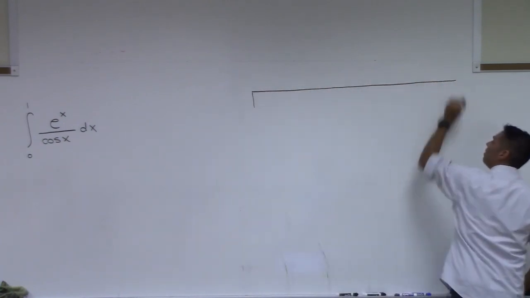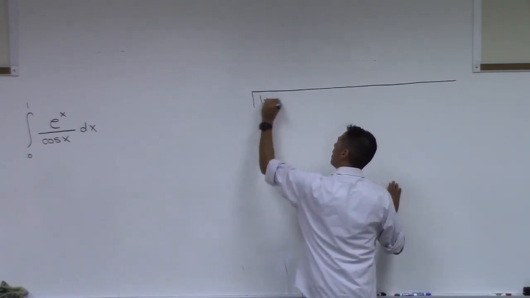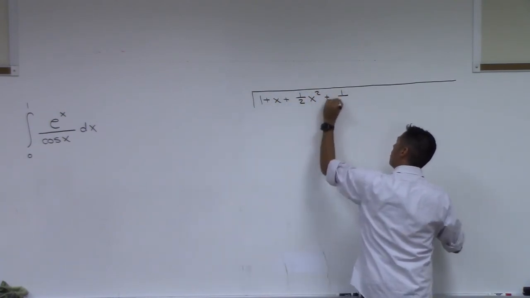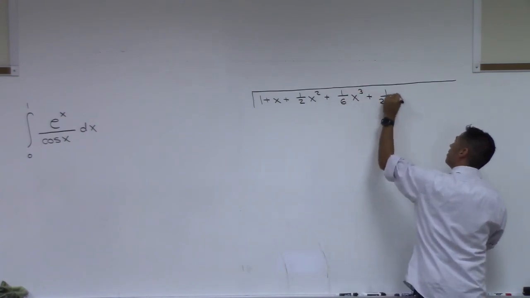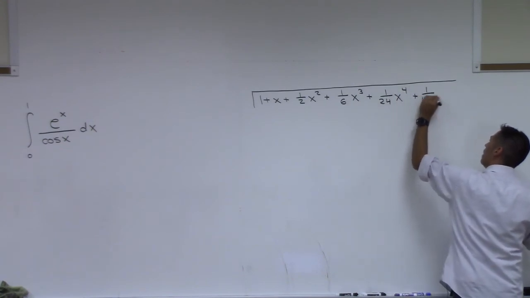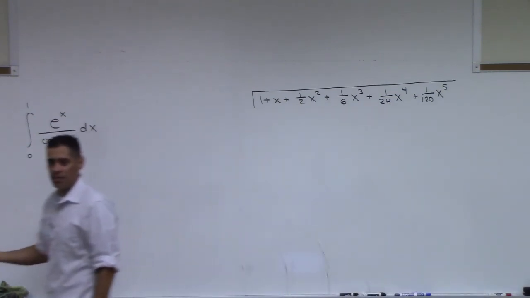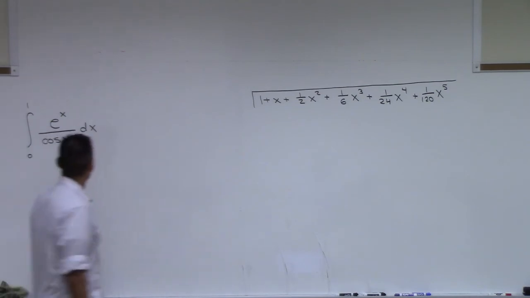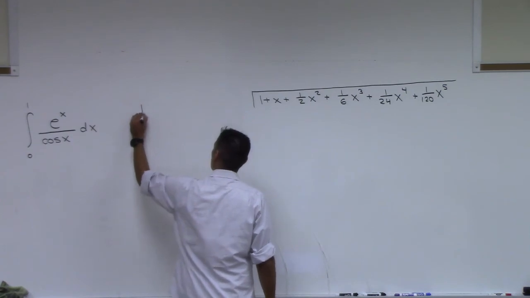What goes inside the division box? E to the x, which is 1 plus x plus 1 over 2x squared plus 1 over 6x cubed plus 1 over 24x to the 4th. We'll go one more, plus 1 over 120x to the 5th. That's our power series written out. I've converted our factorials into the numbers, right? And we're dividing that on the outside by the cosine Maclaurin series, which is 1 minus, well, you know what?